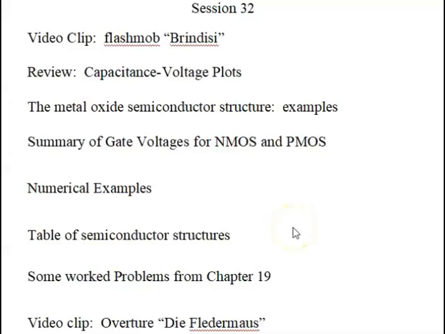Okay, so this is a kind of a broad outline of some of the topics we'll be covering in today's session. We're going to start off with a review of the CV plots. Specifically, we're going to be looking at the CV plots for the NMOS structure, which we hopefully know involves P-type silicon, which is inverted to N-type silicon at the surface.